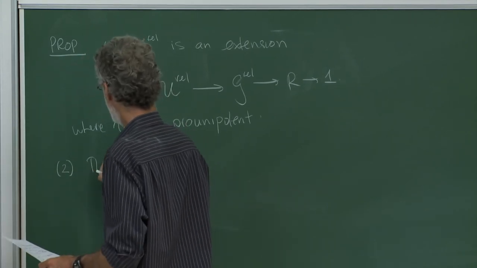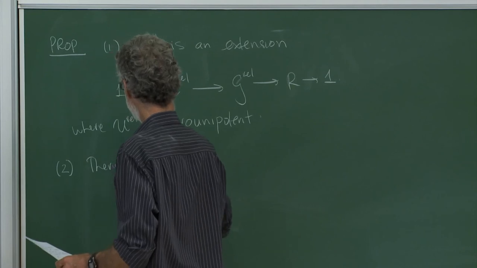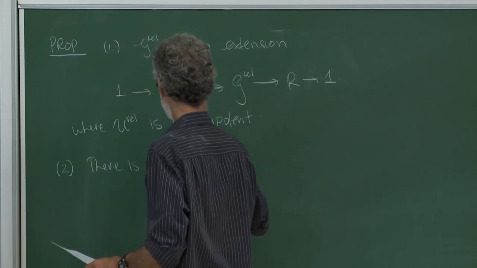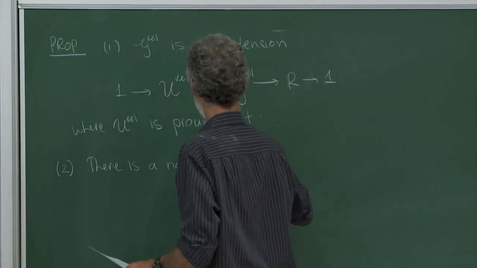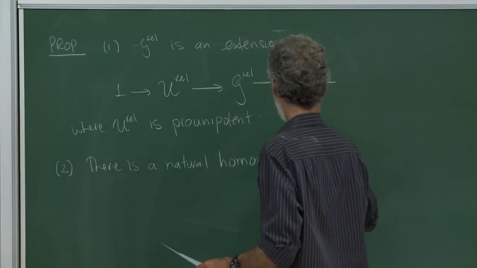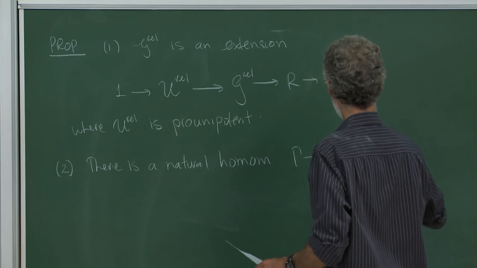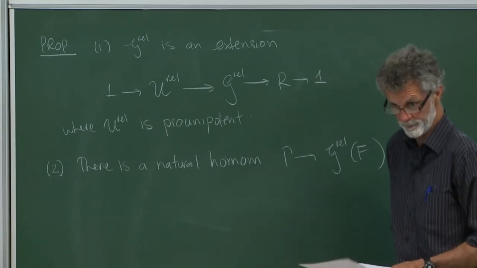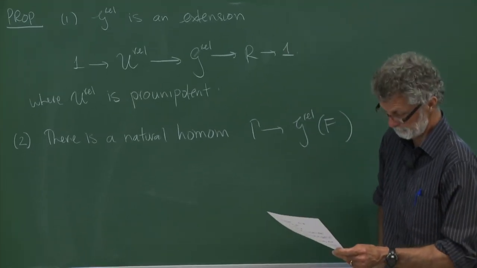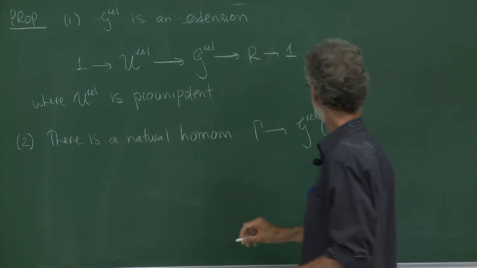There's a natural homomorphism from gamma into G rel. And to be accurate, I should put F rational points. It is Zariski dense.